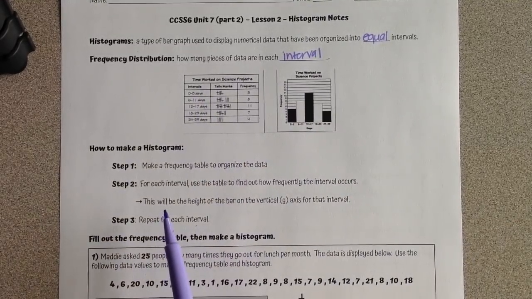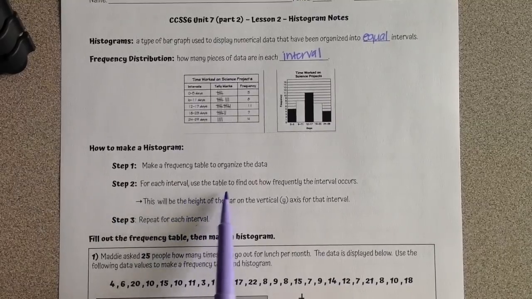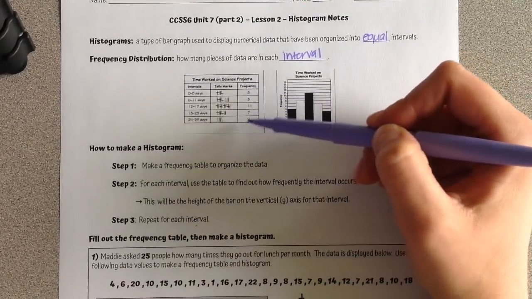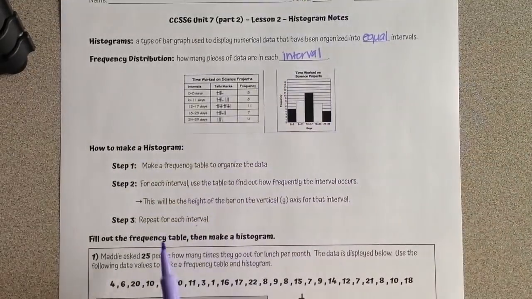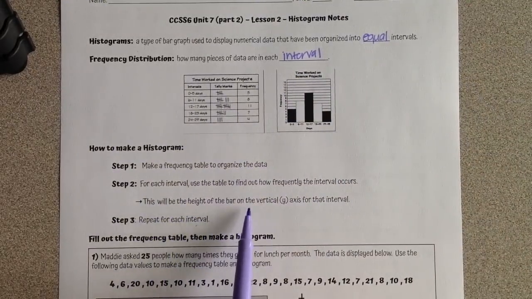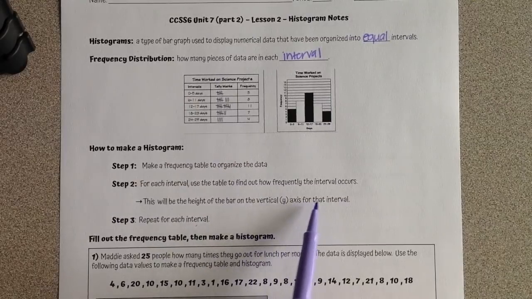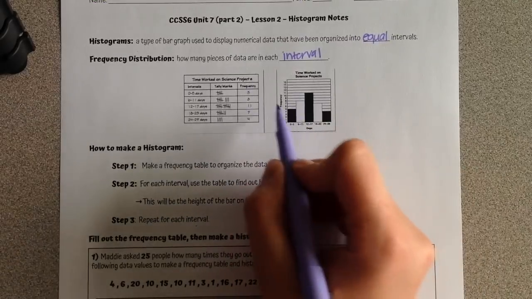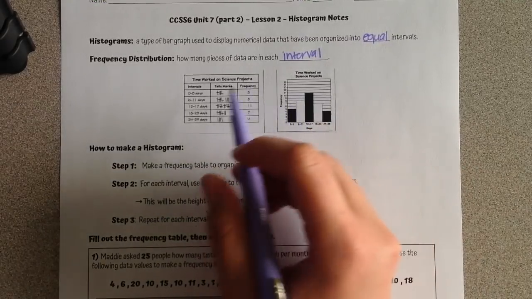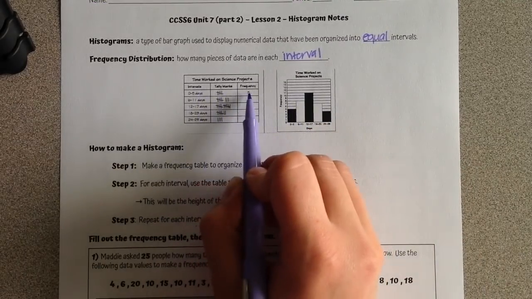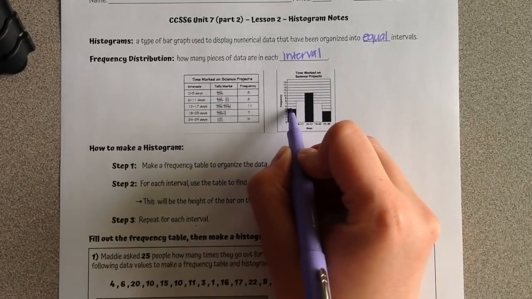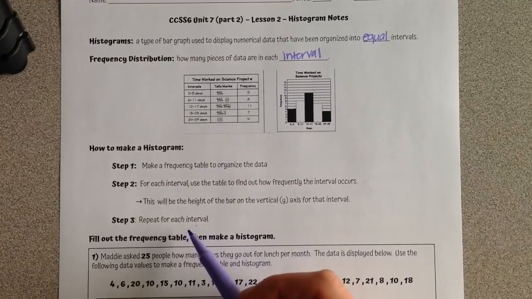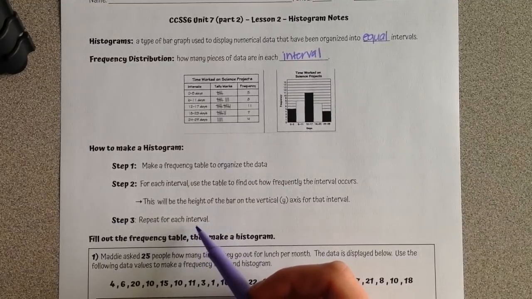Your next step is for each interval, use the table to find out how frequently the interval occurs. That's this last piece. This will be the height of the bar on the vertical or y-axis for that interval. You can see on the histogram how this matches up. The frequency of 0 to 5 days was 5. If you look closely, you can see that is the height of the bar right there. Then you just repeat for each interval.